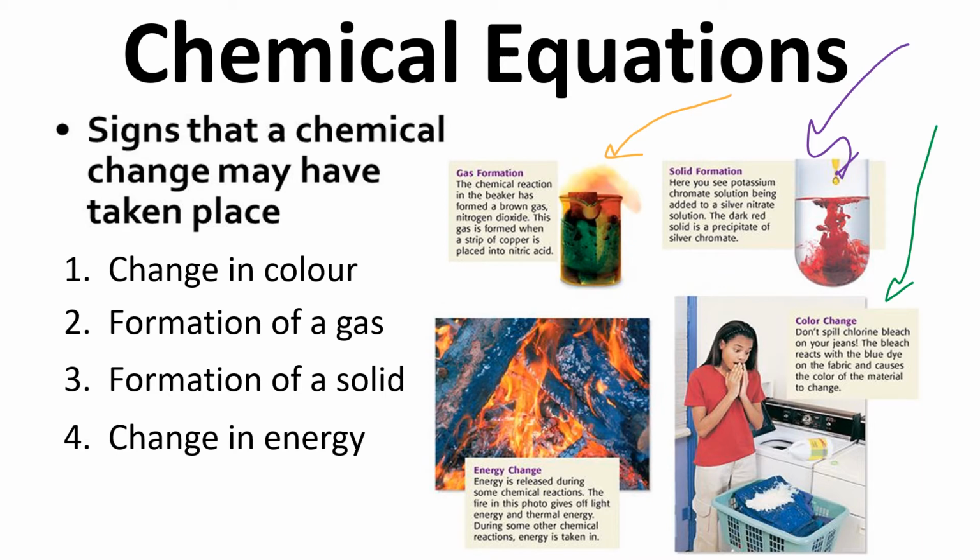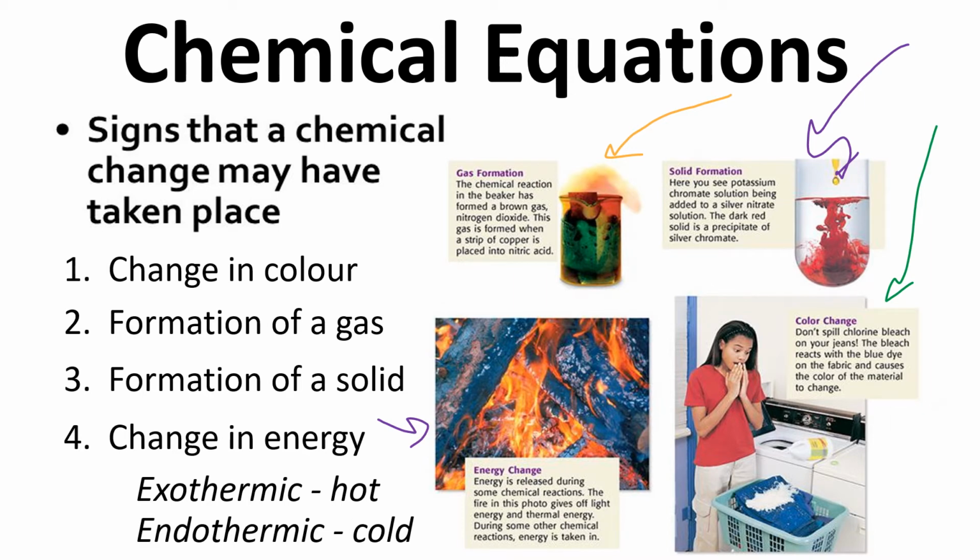And lastly, there's a change in energy. So there's a couple of things that can happen. Either energy is given off in the reaction, like this burning log. That is called an exothermic reaction. It is hot. Or the opposite, say for instance, you crumple up in phys ed one of those packages that you're supposed to put on your body after you get hurt and it gets cold. That is known as an endothermic reaction.